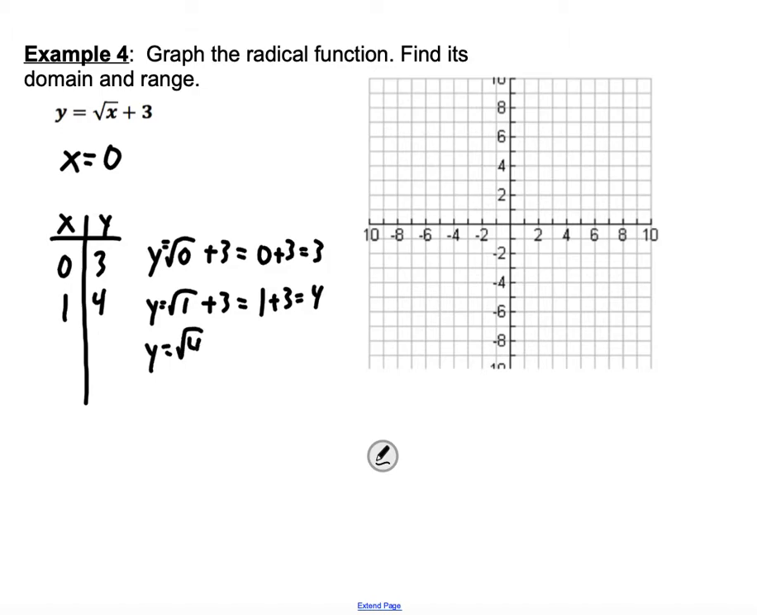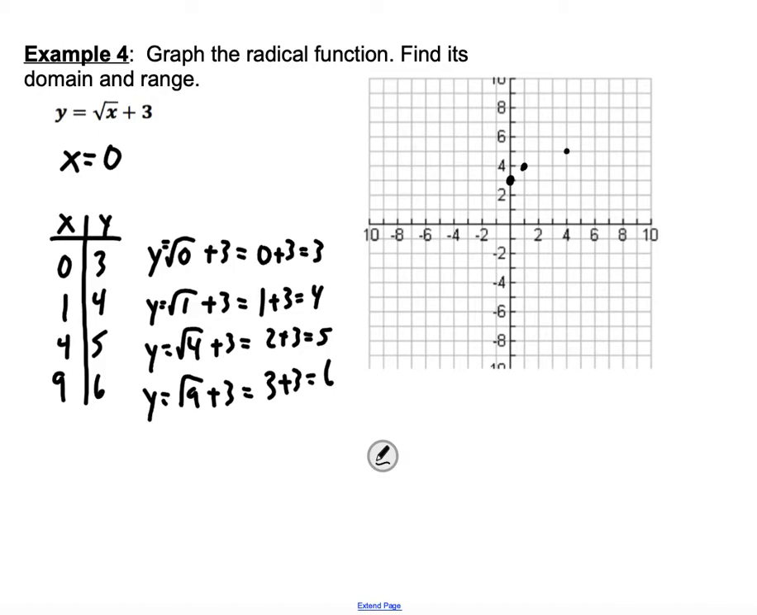What else can you find the square root of? 4. Square root of 4 is 2. Plus 3 is 5. And then let's try 9 as well. Square root of 9 is 3. Plus 3 is 6. Let's plot them. So there we have our nice graph there.